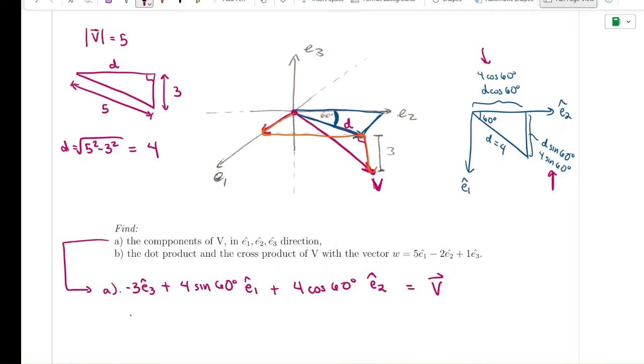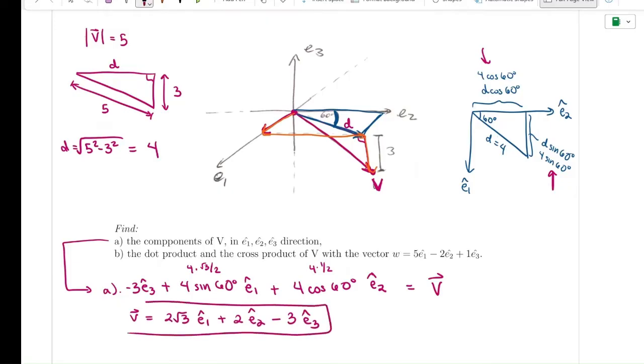So now we can just rewrite this as 2 square root 3, because sine 60 is root 3 over 2, E1 hat. Plus, and then this is 4 times 1/2, so that's just 2 E2 hat, minus 3 e3 hat. So the component in the e1 direction is 2 square root 3, the component in the e2 is 2, and then in the e3 is negative 3. So this is our final result for part 1.